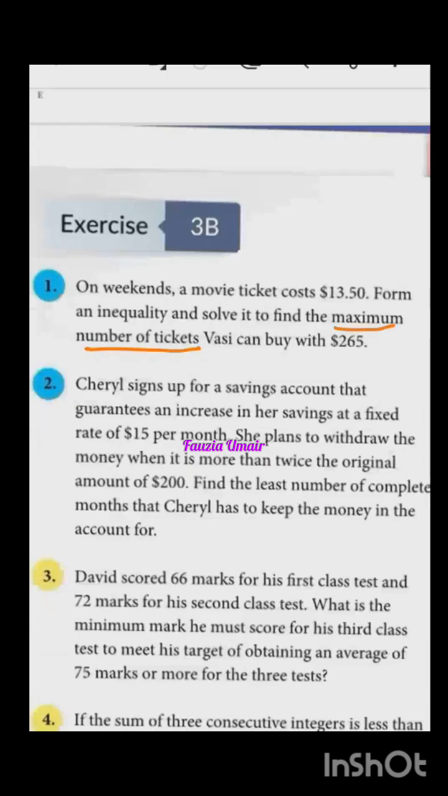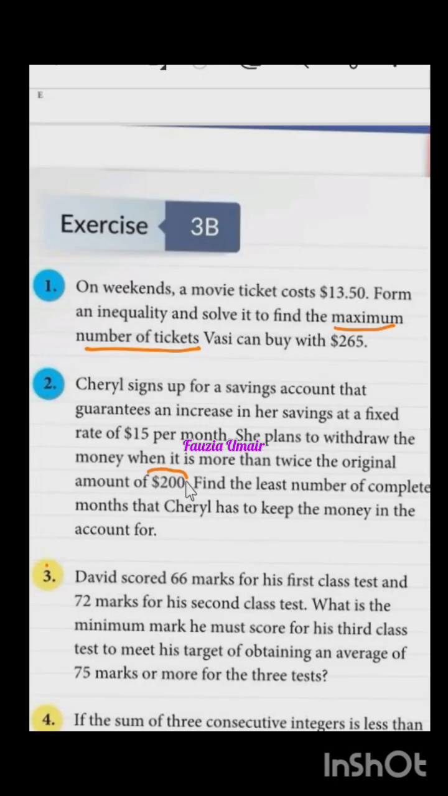Shrail signs up for a savings account that guarantees an increase in her savings at a fixed rate of $15 per month. She plans to withdraw the money when it is more than twice the original amount of 200. Find the least number of complete months that Shrail has to keep the money in the account. So the situation is that she is depositing $200 in a bank account.